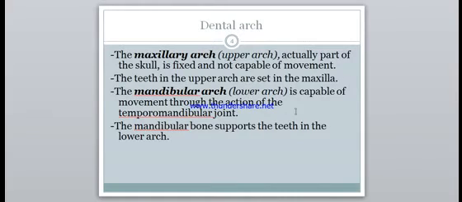The mandibular arch is capable of movement through the action of the temporomandibular joints, joints that connect the mandible and the temporal bone of the skull. The mandibular bone supports the teeth in the lower arch.